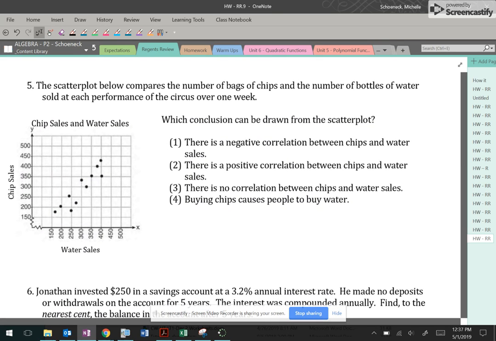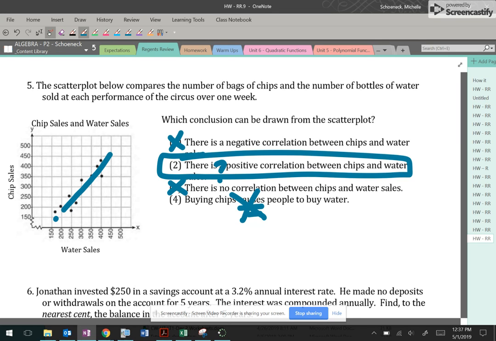Number 5, the scatter plot. Which conclusion can be drawn from the scatter plot? There is a negative correlation between chips and water sales. Well, a negative correlation would mean a negative slope, so that's not true. There's a positive correlation, so that's potentially true. There is no correlation, which means it would be totally scattered, which it's not. And buying chips causes people to buy water. Well, correlation does not tell anything about cause, so the answer choice is number 2.